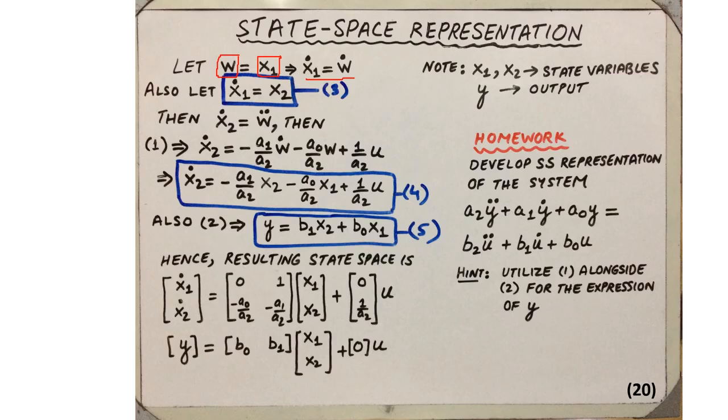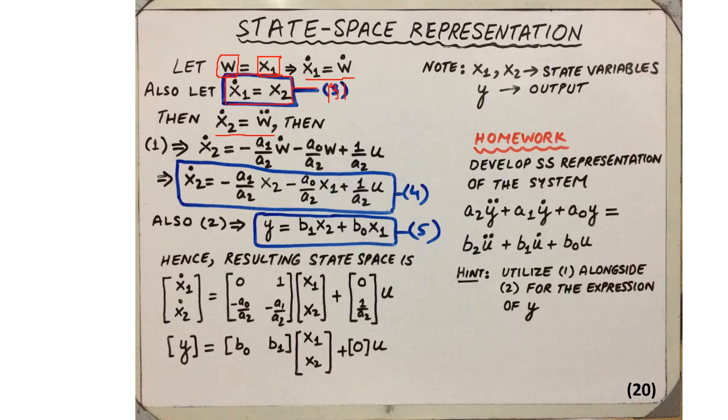So we need to once again set x1 dot equal to x2, and this is our equation. Let's call this equation 3. Furthermore, we need to express x2 dot as a linear sum of the state variables and the input. But first note that x2 dot is actually equal to w double dot, because if you take a derivative of equation 3, you get x2 dot, which is x1 double dot, and then that becomes w double dot.